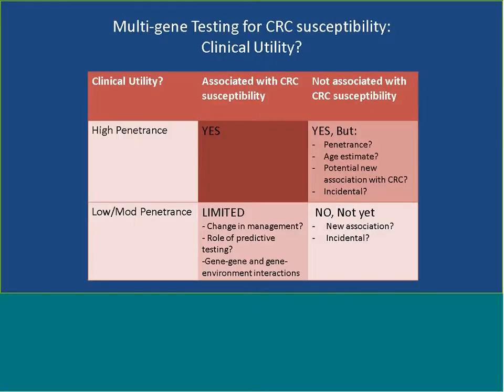But last but not least, what we're really unsure of is, do these tests result in improved clinical outcomes for our patients? The way I think about this is I break this clinical utility down into 4 potential different categories of genetic results.